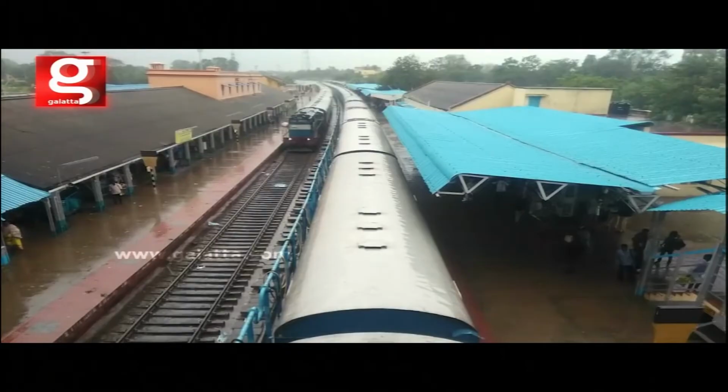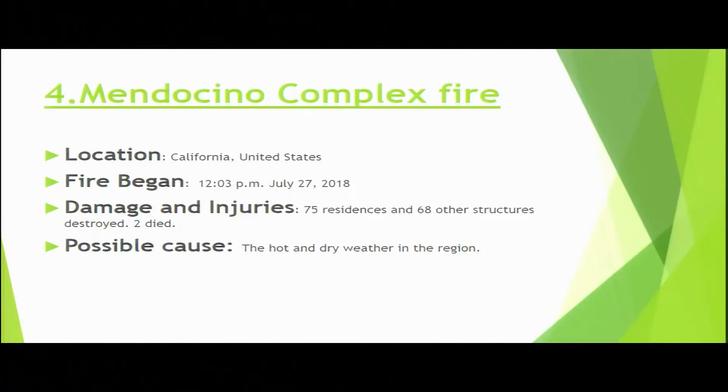So let's move to another natural hazard. This is the Mendocino Complex fire. A different natural hazard, a complex fire, a wildfire which broke out on the west coast of the US, mainly in California. The fire began around 12:03 p.m.